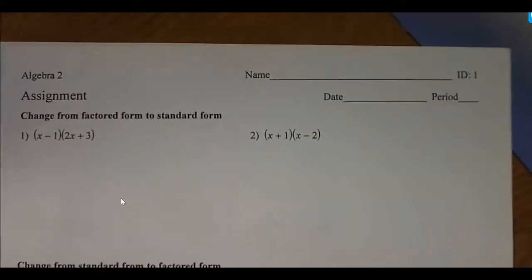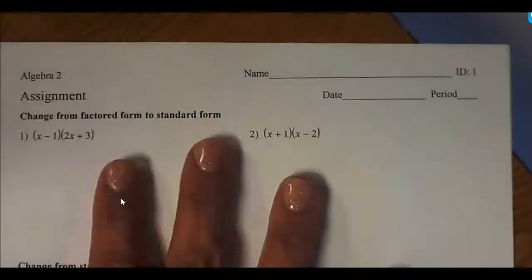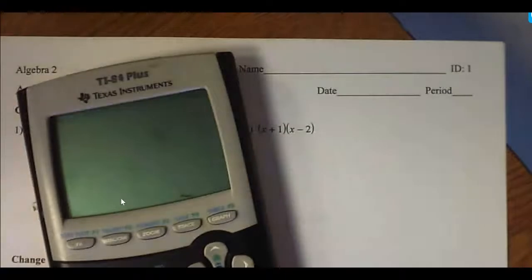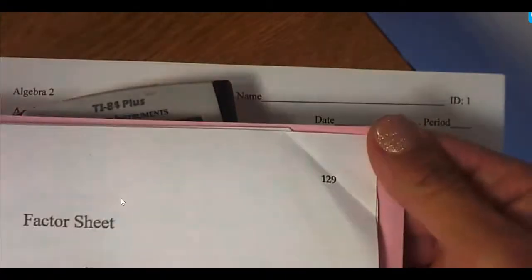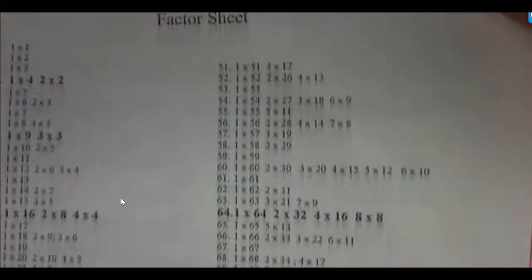Okay, in this video, we are going to begin to look at factoring. So you will need two things to get through this besides this handout. You are going to need your calculator, and in your spiral book, you are going to need page 129 because we want all these factors to help us with this.